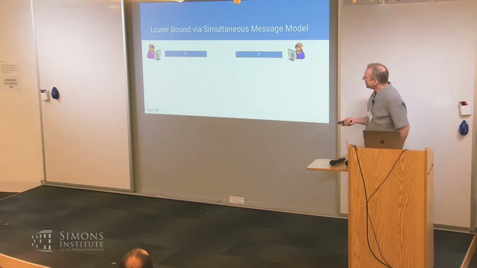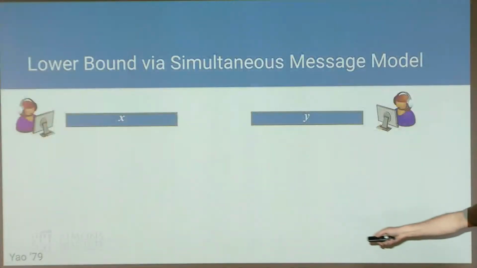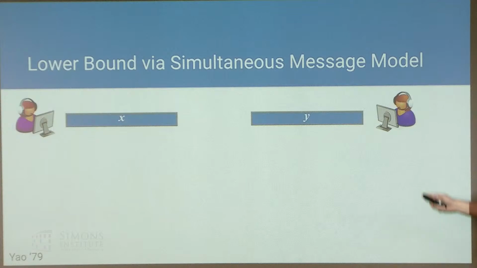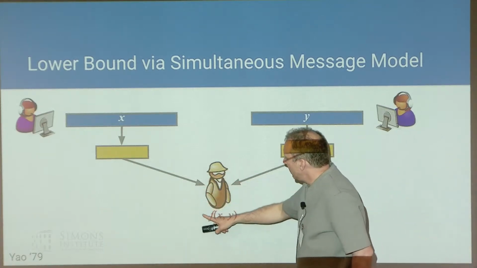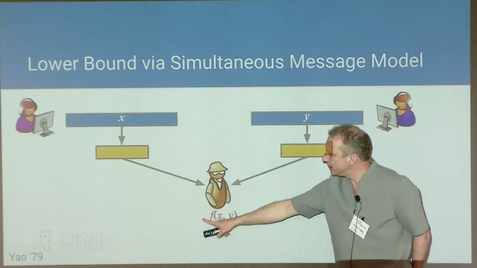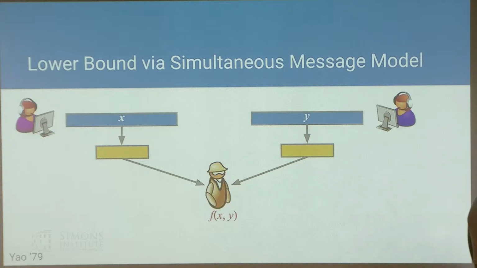So where do we get the lower bound? It comes from the simultaneous message model that was introduced by Yao in '79, and in this model, the two devices have separate inputs. They compute some sketches, some kind of smaller representation of these inputs, and then they simultaneously share it with a third party who computes the function of these shorter inputs.